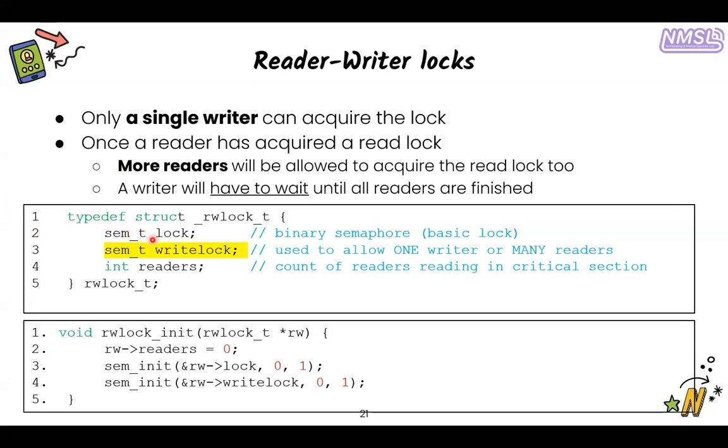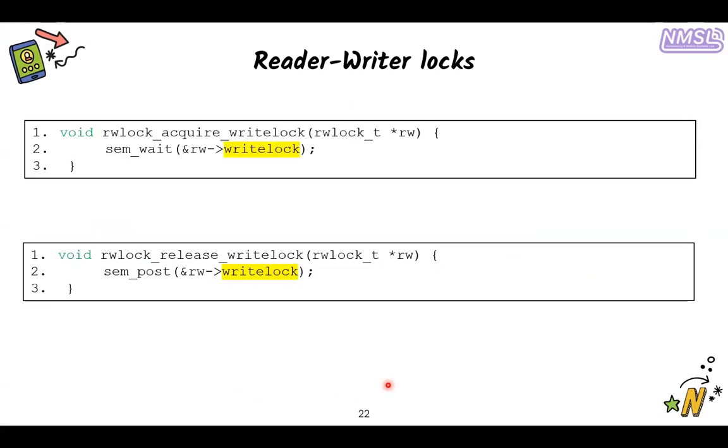Now, first of all, we have a binary semaphore. So this is just a lock, a typical lock. Now we're going to have a write lock. Okay, only one writer can have it. And we're also going to have a number of readers. So initially, obviously, this is 0. These are locks, so the initial values are 1. For the write lock, very simple. To acquire, sem wait, release, sem post.